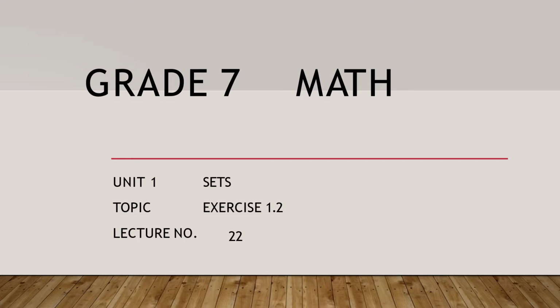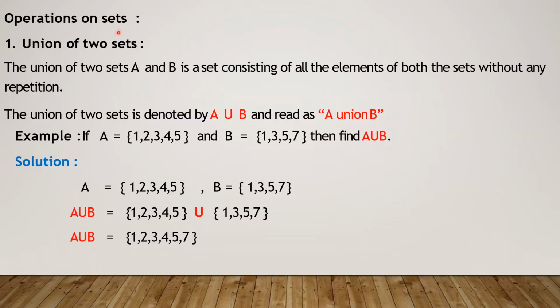Students, in previous class we have completed our exercise 1.1. We have learned how to write our set by three different ways. Today we are going to learn the different operations of set. Operations on sets. The first operation of sets is union of two sets.